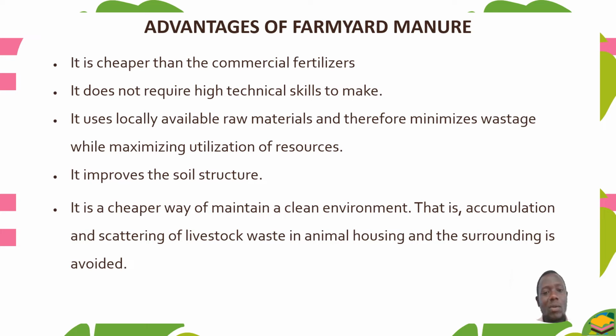The other thing is farmyard manure improves soil structure. It is a cheaper way of maintaining a clean environment. That is, accumulation and scattering of livestock waste in the animal house and the surrounding is avoided. Because we take those animal wastes and use them to make farmyard manure, it is a very cheap way of maintaining a clean environment. If you are using them to make organic manure, it means there will be a clean environment.